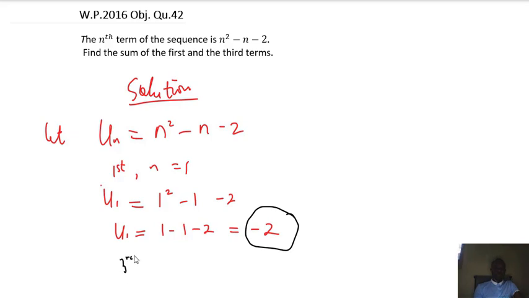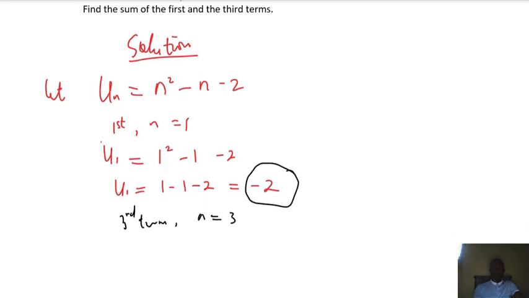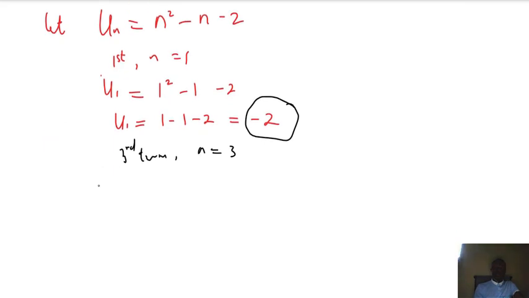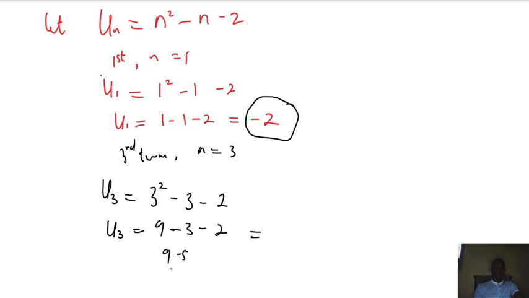So third term means n is equal to 3. So we have U3 will be equal to 3 squared minus 3 minus 2. So we have U3 to be equal to 9 minus 3 minus 2. So this one will give us 9 minus 5. Then we got it to be 4. So U3 will be equal to 4.